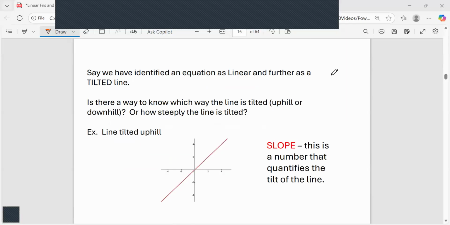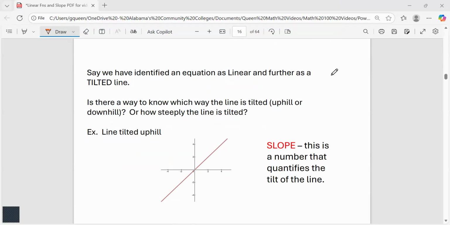The question now is there any way to know which way it's tilted? In other words, if it's a tilted line and the equation has both x and y, how can I determine if it is tilted uphill or tilted downhill? Now, the example that I gave you here on the screen is a line that is tilted uphill. So we know we're going uphill.